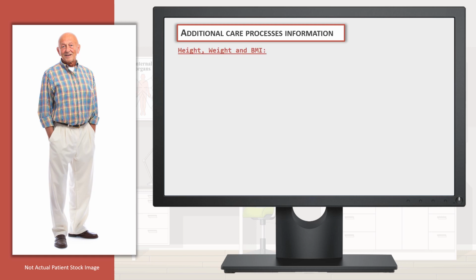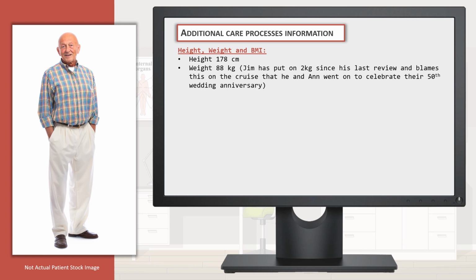We need to look at his height, weight and BMI. Jim has put 2 kilograms on since his last review. He does blame this on a cruise that he and Anne went on, because it's just recently been their 50th wedding anniversary. But his BMI is now 28.